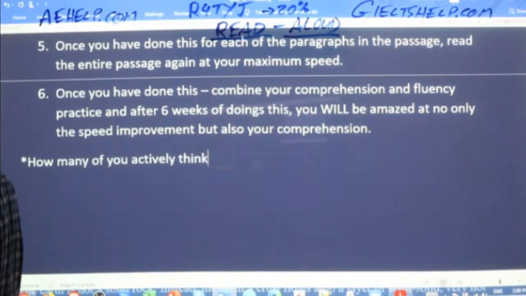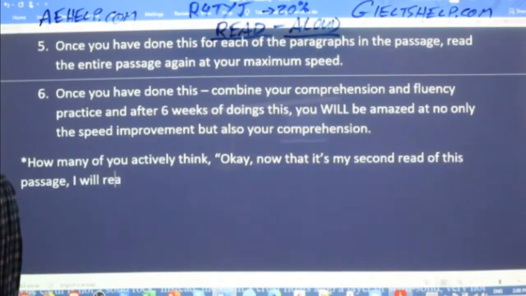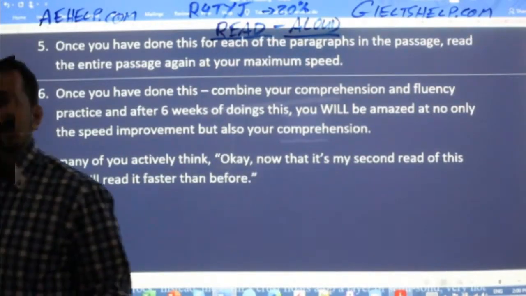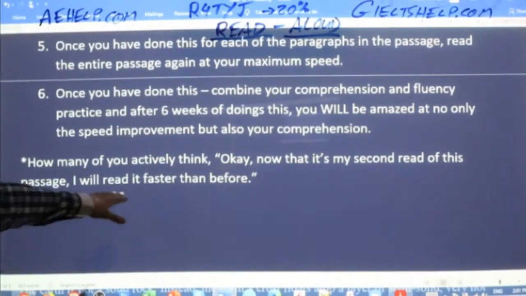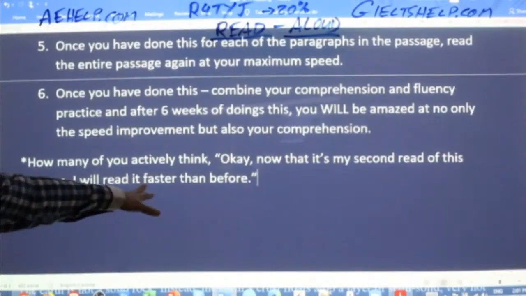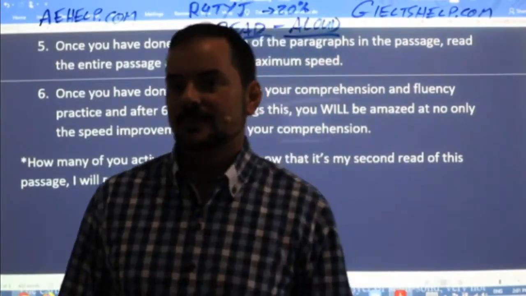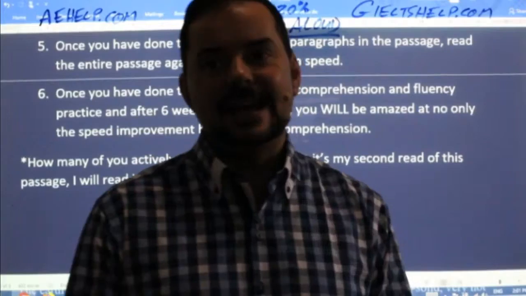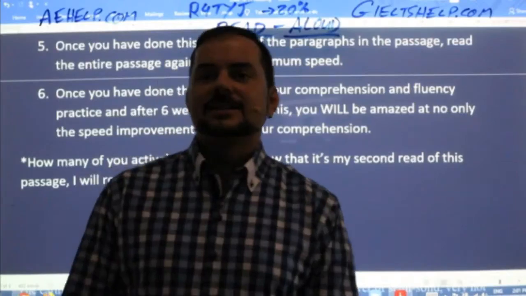How many of you actively think, okay, now that it's my second read of this passage, I will read it faster than before. So how many of you think about that? Purposefully. So not just, okay, I'm going to read this passage again, and then you read it at the same speed, but go, okay, now I'm going to read it again, and I'm going to read it faster. Okay? And he says, I will now try to be faster. Okay? Nikhil says, not yet, but I will do it.